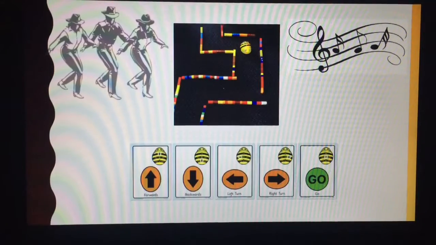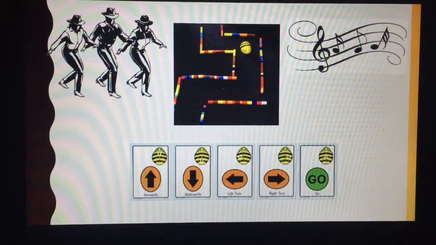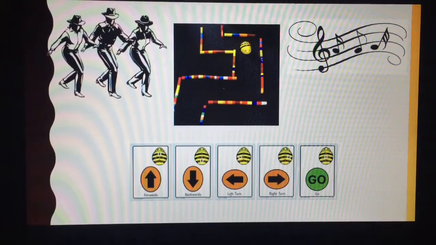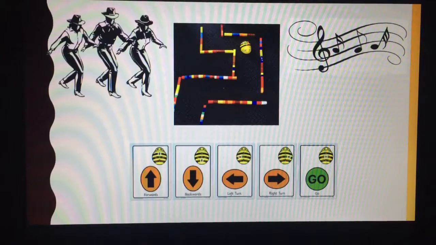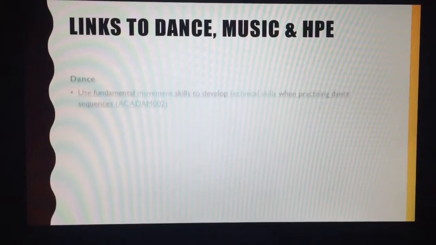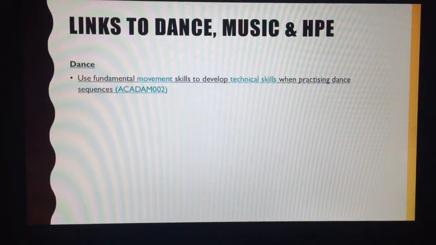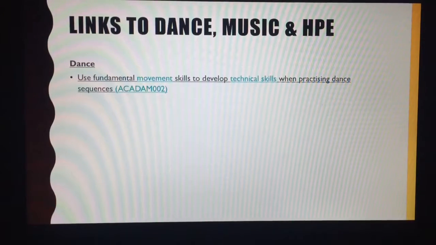Robot Rock contains achievement standards found in curriculum areas dance, music, and HPE, allowing students to have the opportunities to enhance their knowledge of coding and computational thinking through play. When students create a sequence of dance moves and instruct their bebots to imitate those moves, they develop their motor skills when practicing these dance sequences.